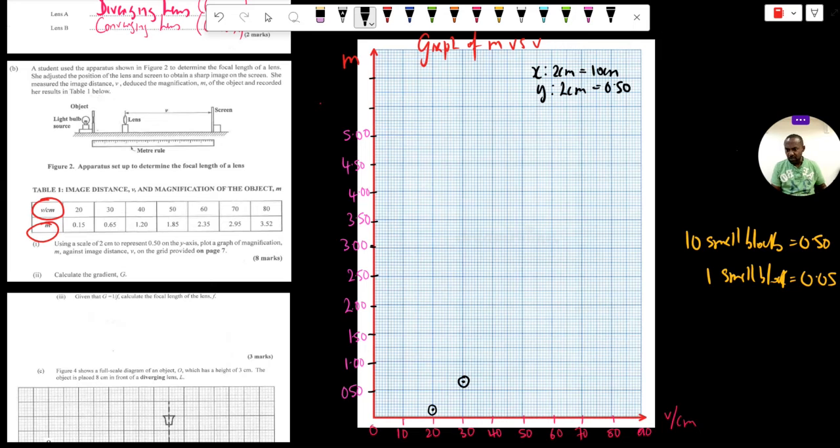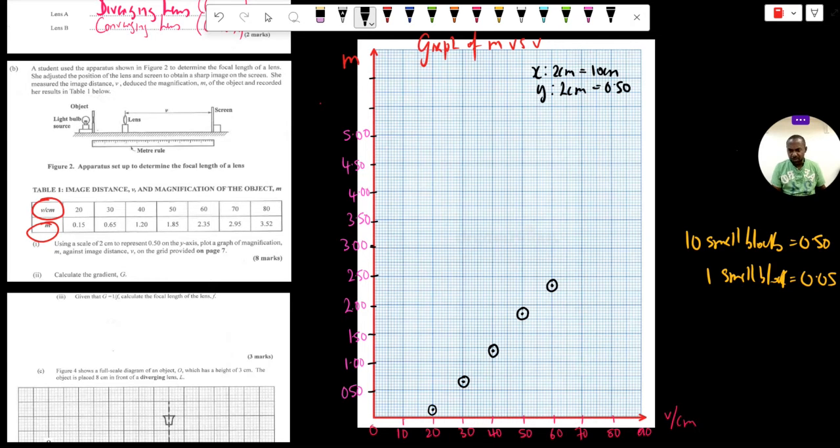Then we have 40, 1.20. So 40, 1.2, this is 1, 1.05, 1.1, 1.15, 1.20 right here. Then, continuing, we have 50, 1.85. So this is 50. This would be 1.5. This would be 1.75. And 2 small blocks above that would be 1.85. Then we have 60, 2.35. So this is 60, and we go all the way up to 2. This will be 2.25 in the middle, then 2 small blocks above that, so 2.35.